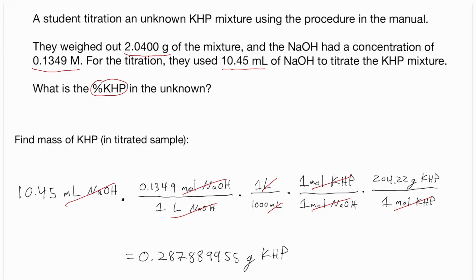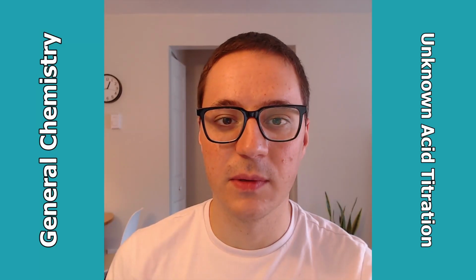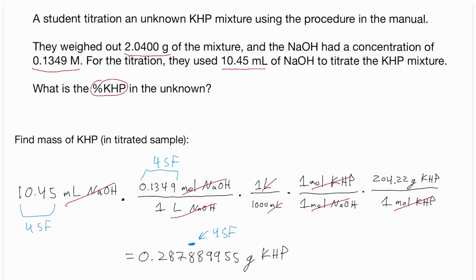Again, I'm left with many decimal places on my calculator, but I'll analyze the sig figs from my calculation. My initial volume has 4 sig figs. Concentration also had 4 sig figs, which means my result should have 4 sig figs. I'll keep those decimal places for now, as they'll be used in another calculation.